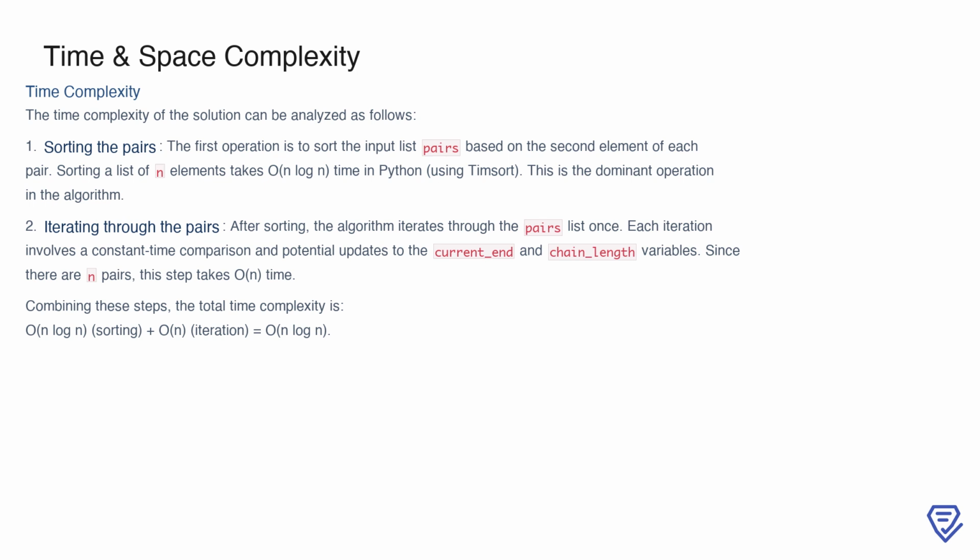After sorting, the algorithm iterates through the list once. During each iteration, it performs a constant time comparison and may update the variables current_end and chain_length. Since there are n pairs, this iteration step takes n time. When we combine the sorting step, which is n log n, and the iteration step, which is n, the overall time complexity is determined by the dominant term, n log n.